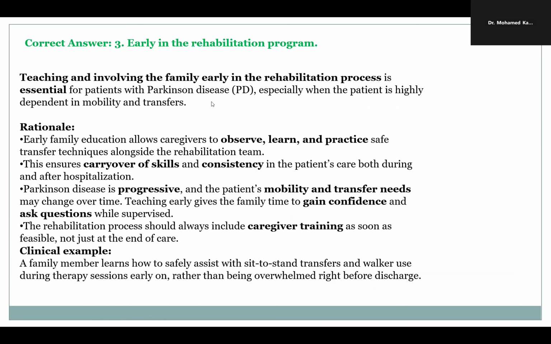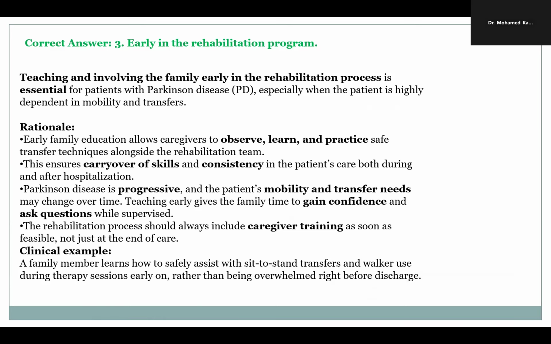So teaching and involving the family early in the rehabilitation process is essential for patients with Parkinson disease. Okay, especially if I am telling you that this patient is at a late stage of Parkinson, especially when the patient is highly dependent in mobility and transfer. Early family education will allow the caregiver to observe, learn, and practice. So, three components: observe what you are doing, learn from what you are doing as a physical therapist, and practice, maybe in front of you.